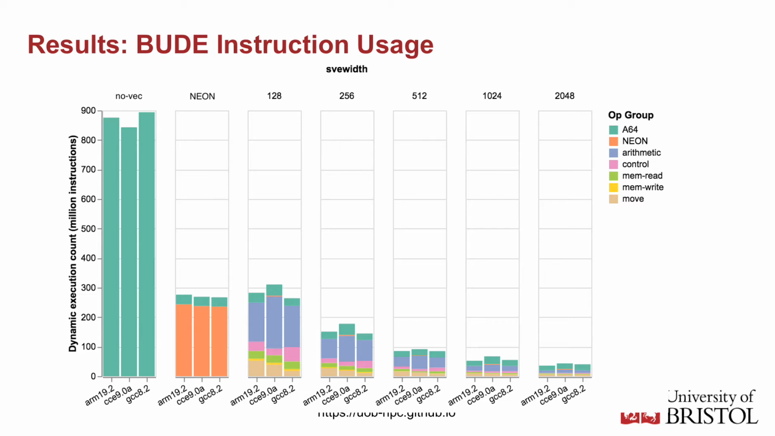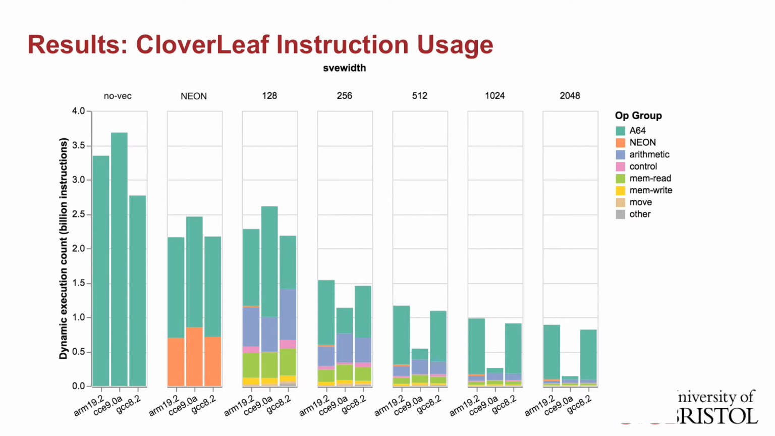Bude is a compute-bound application which makes good use of vectorization, so the number of executed instructions decreased as the vector length was increased, because each single instruction processed increasingly more data. Cloverleaf, the fluid dynamics Miniapp, showed a different profile.